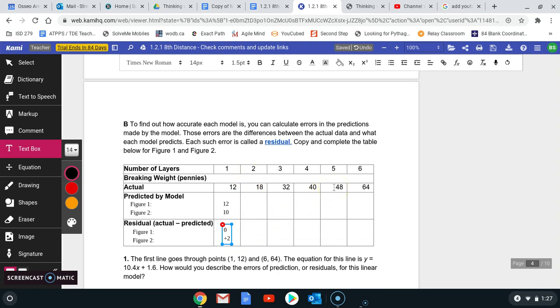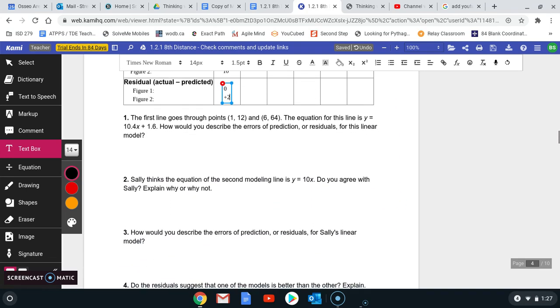So what you're going to do is you're going to go through figure 1 and figure 2 for all of these and complete the table, and then you're going to answer some questions about that table.